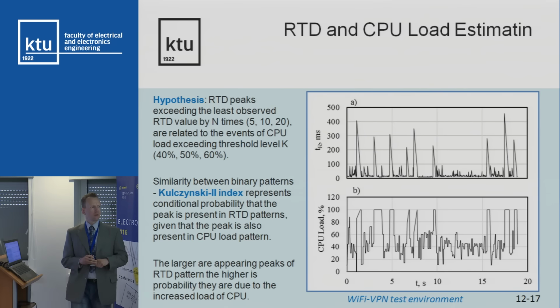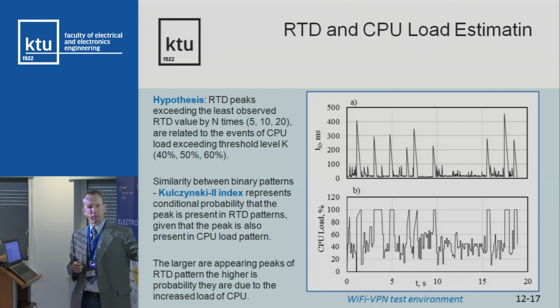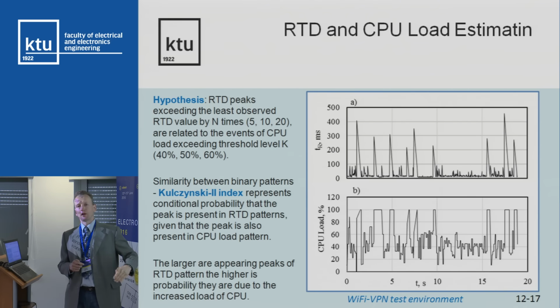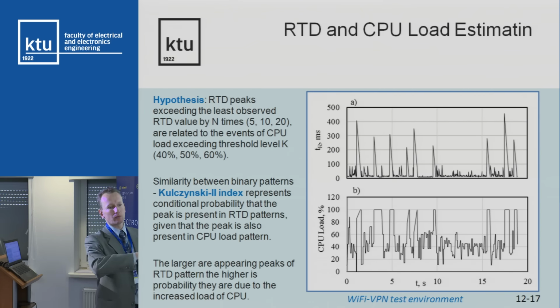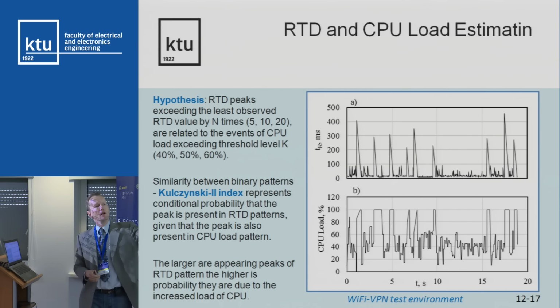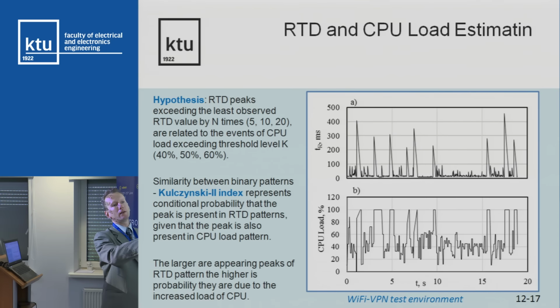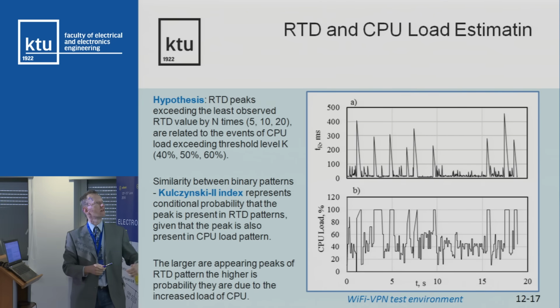But from these patterns, we defined a binary sequence where we accept some threshold. For example, that CPU load is 60% or 80% or 90%. These numbers are presented: 40, 50 and 60%. And on the other pattern, we define how many times the minimal round-trip delay is exceeded, either 5 times, 10 times or 20 times.